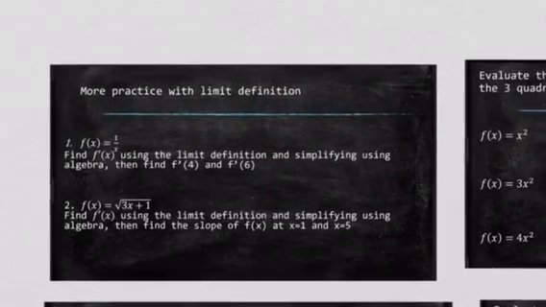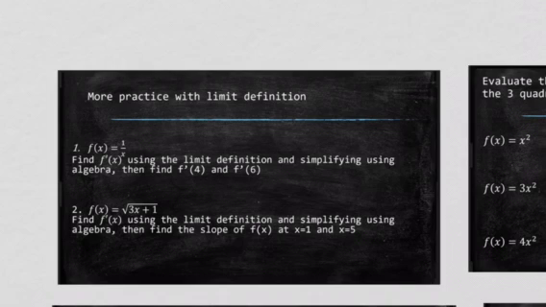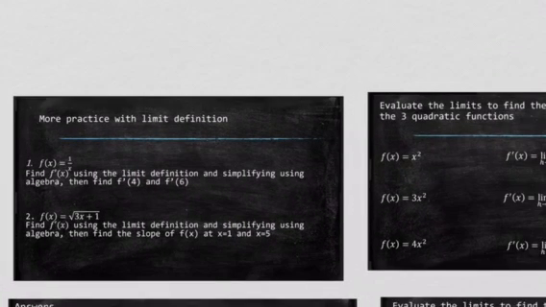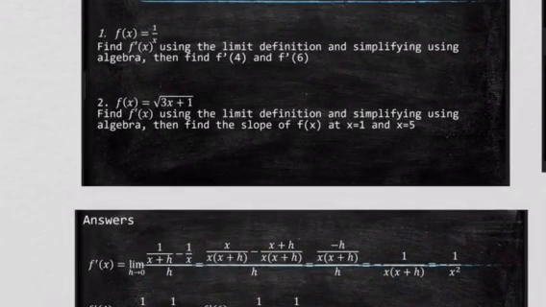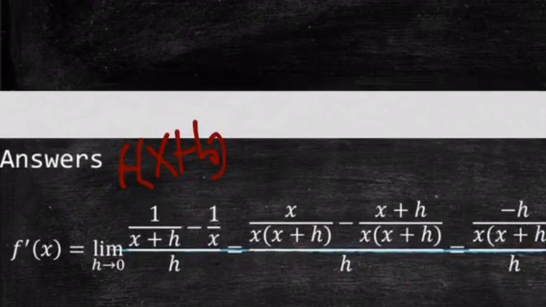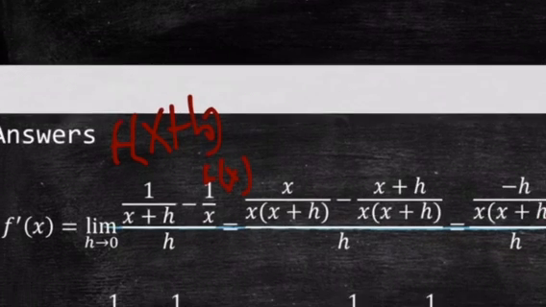So the next part of the lesson is going to ask you to apply this to two new functions. Okay, so you're going to apply the limit definition of a derivative to 1 over x and to square root 3x plus 1. And we're going to use that limit definition to define our f prime of x, and then hopefully find the slope at 4 and 6, and then the slope at 1 and 5. So moving down here, this is just f of x plus h, right? That's f of x plus h. This is f of x, and then obviously we have h on the bottom, right?